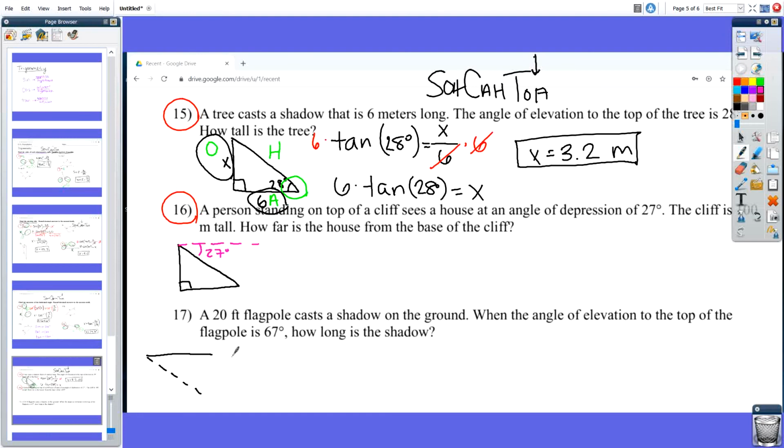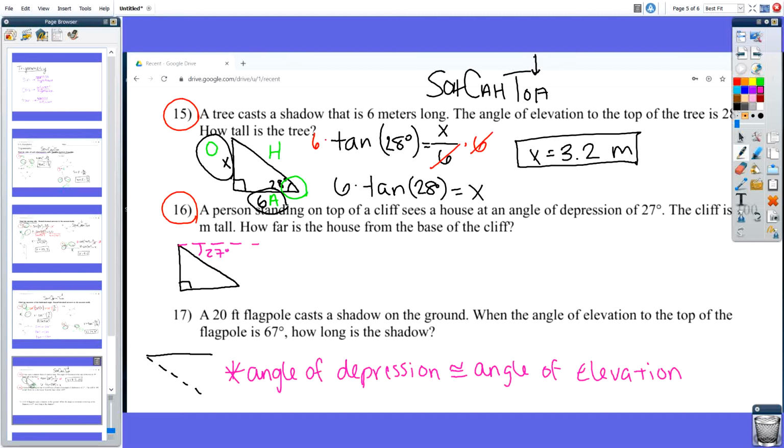But what we can remember that's important to know is that the angle of depression is congruent to the angle of elevation.